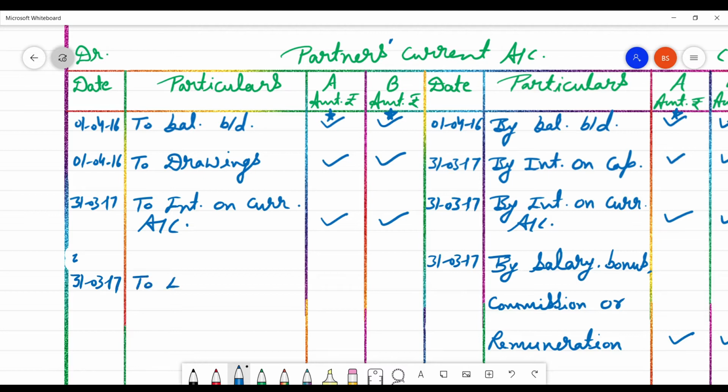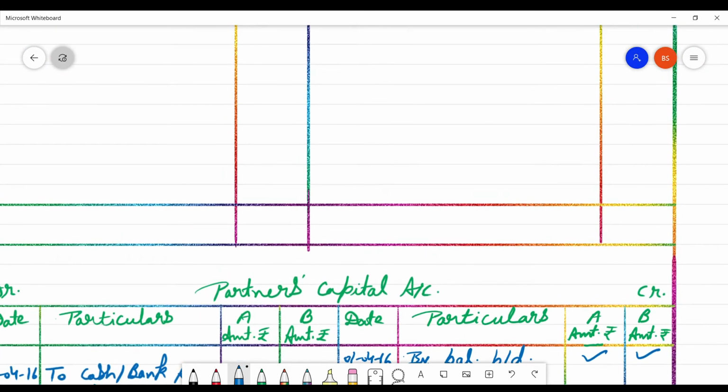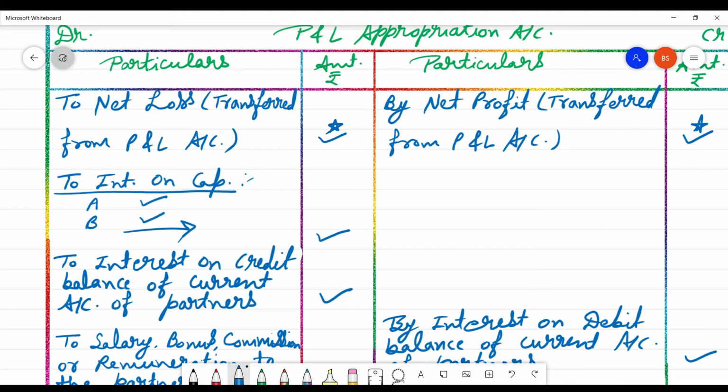To interest on drawings, and same will be transferred in the credit side of the P&L appropriations account. Here we will write by interest on drawings.